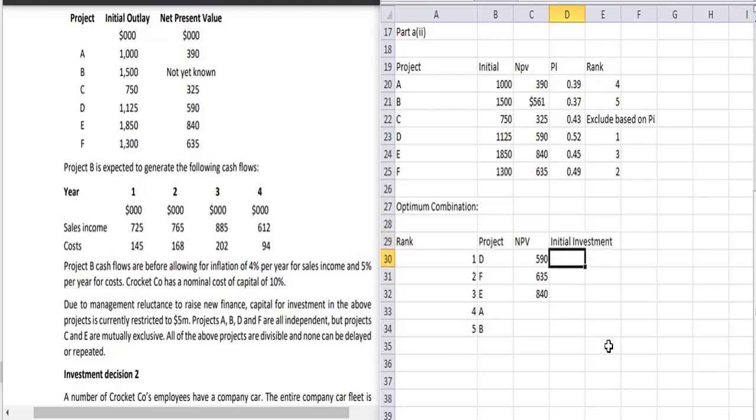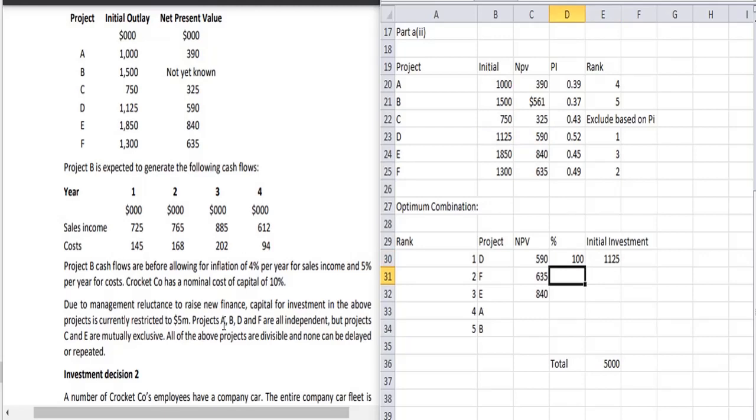Okay, and we do have a total amount. What is the capital constraint amount? It's 5 million, so we have taken 000 common, means 5,000. So initial investment is, here we will write the percentage we have invested. So we will do 100% investment here, and the amount of initial investment for the project D is 1125.